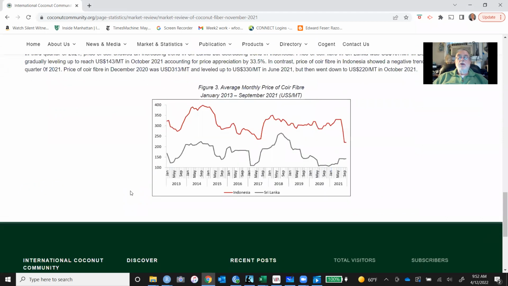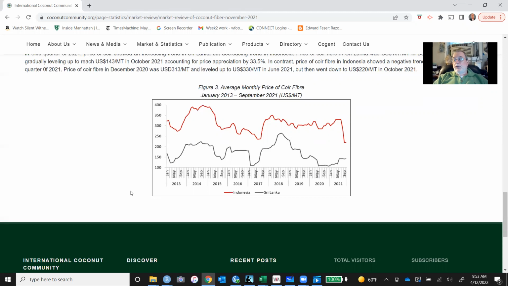And this is what we're looking for. There's a monthly price of coir. And in this monthly price, January 13 to September 21 last year, you see a high of roughly 400 or so for Indonesia at the top, and a low of around 250, 260. And you see a high of a little over 250, maybe 250, 260 for Sri Lanka, and a low around 100, much what the reports were saying.